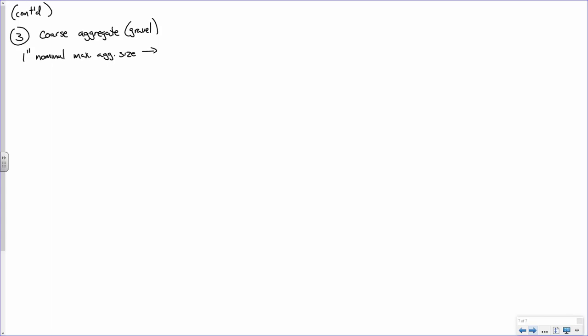Okay, now help me out. If we have a 1 inch nominal maximum aggregate size, what is the maximum aggregate size? 1.5. Now, how did you determine that? One sieve up, and what's right there on the sheet? All the standard sieves. So 1 inch nominal max size leads to a 1.5 inch maximum aggregate size. Okay? And the reason why that is important is because we are going to use maximum aggregate size to assess clearance requirements.